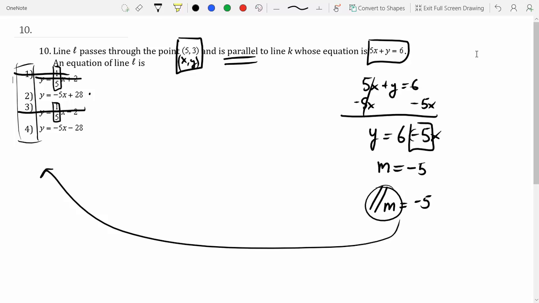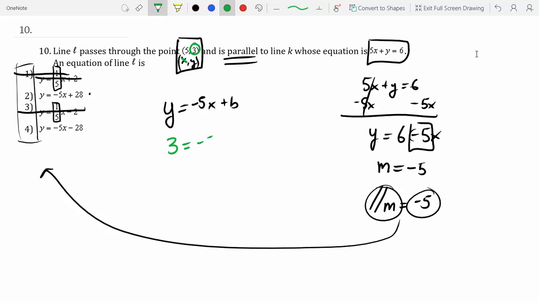So I know my line, y equals mx plus b, has to have a slope of minus 5. And it needs to possess this point, 5 comma 3. So for my y value, 3 is my y value, and my x value is positive 5. And that's got to give me b. So if I solve this equation, that's going to tell me my y-intercept, my b value.